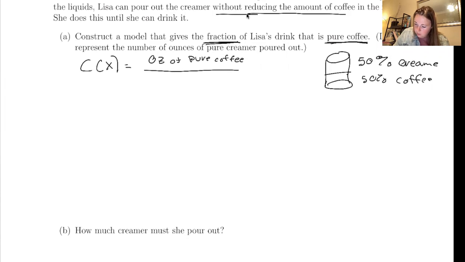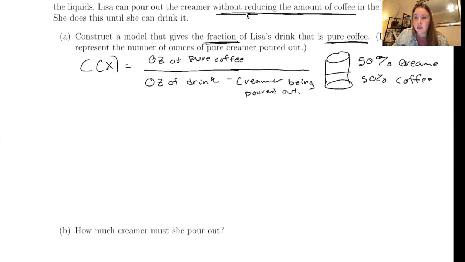I said without reducing the amount of coffee. So the amount of pure coffee is not changing. The amount of creamer is, right? And then it's going to be the ounces of drink minus X. So minus creamer pouring out. You could also do, I saw people doing plus X, will just get a negative value out. And so you kind of need to be careful about that.